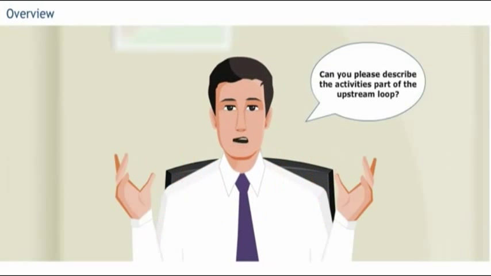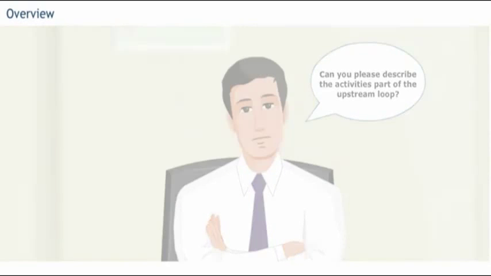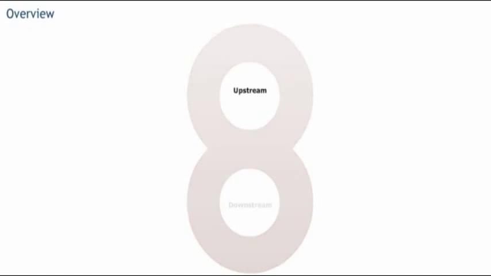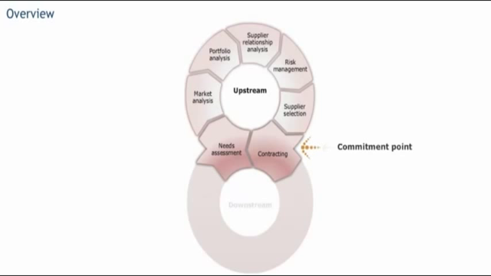Okay, can you please describe the activities part of the upstream loop? Of course. The upstream loop includes all the activities that take place prior to the finalization of the contract, which is also called the commitment point. Needs assessment, market analysis, and supplier selection are all examples of activities that are part of the upstream loop. The upstream process itself is also called sourcing.